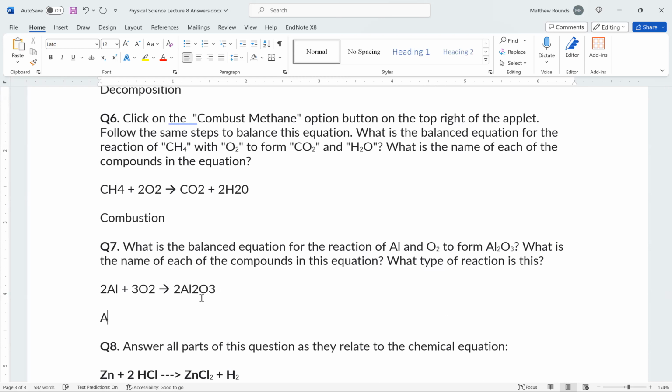This is an A plus B produces AB. Which reaction type is this? Decomposition. No, wait, it's two on the left becomes one on the right. Isn't it synthesis? It is. Yeah.